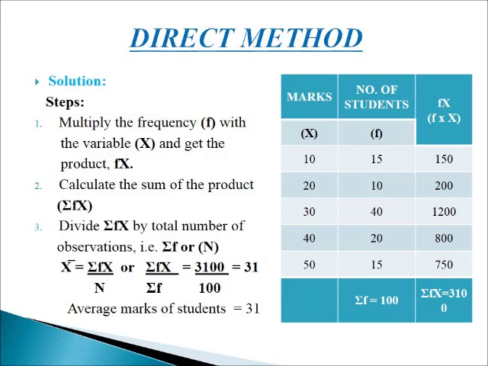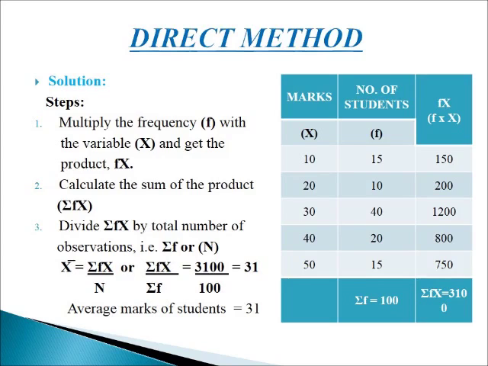That is 10 multiplied by 15, which comes to 150. 20 multiplied by 10, which comes to 200 and so on. Then we will calculate the sum of products, that is sigma fx, which comes to 3100. After that, we will divide sigma fx by the total number of observations, that is sigma f or n, which is 100 in this particular illustration. Then we will write the formula of direct method, that is arithmetic mean of the series equals sigma fx divided by n or sigma fx divided by sigma f.